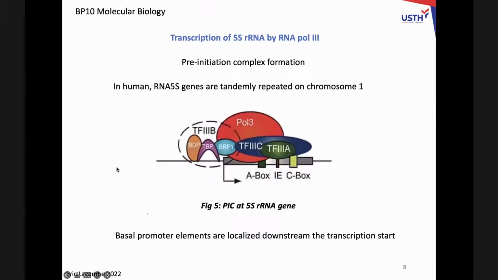So, termination, I didn't put a slide for termination of Pol3 because I didn't find any documentation sufficient for that. So we shift to Pol2. So do you have any question for Pol1 and Pol3? From now we are going to shift to Pol2.